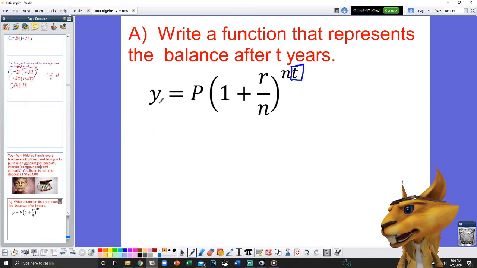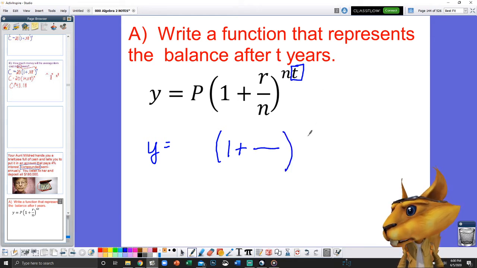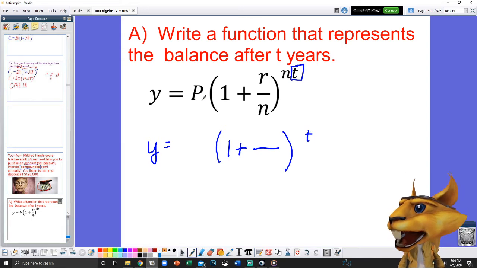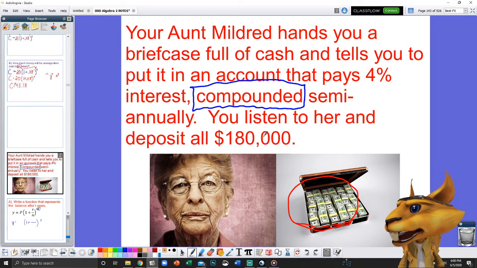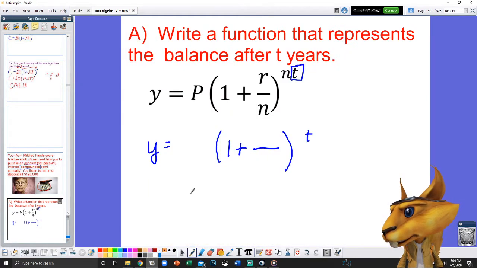All right, and it doesn't say anything about the y, so I guess I'm going to leave it as y. I'm going to copy everything just the way it looks, except I know I'm going to leave some space for the n, but put a t up there. Okay, P is the principal, also known as the original amount of money. So looking back here, how much did Aunt Mildred give us? Hopefully you're saying 180 grand. So yes, we're going to put $180,000 right here for P.